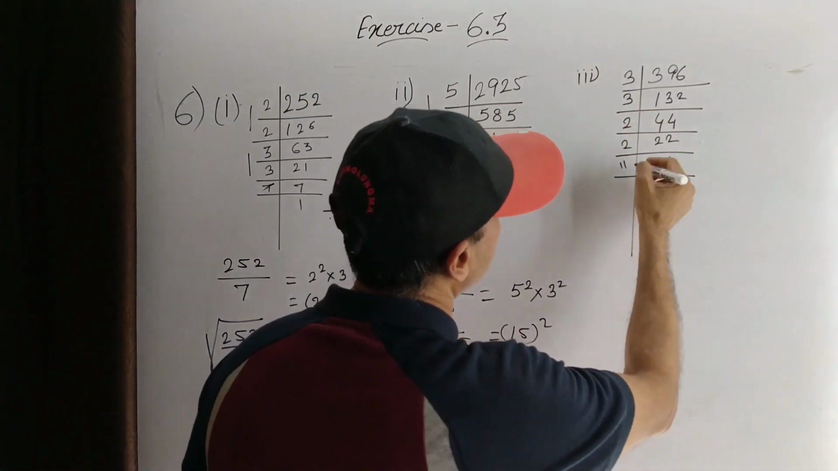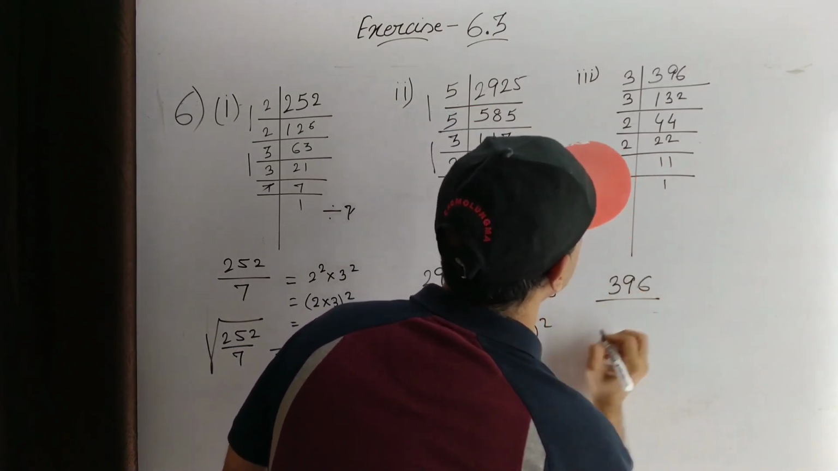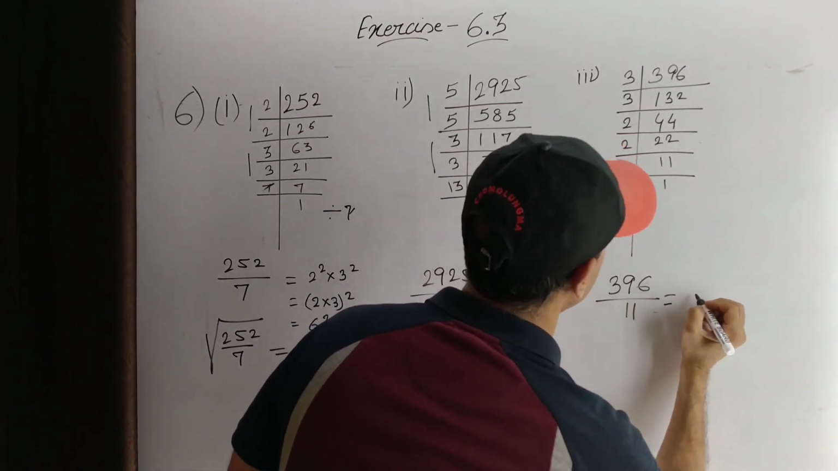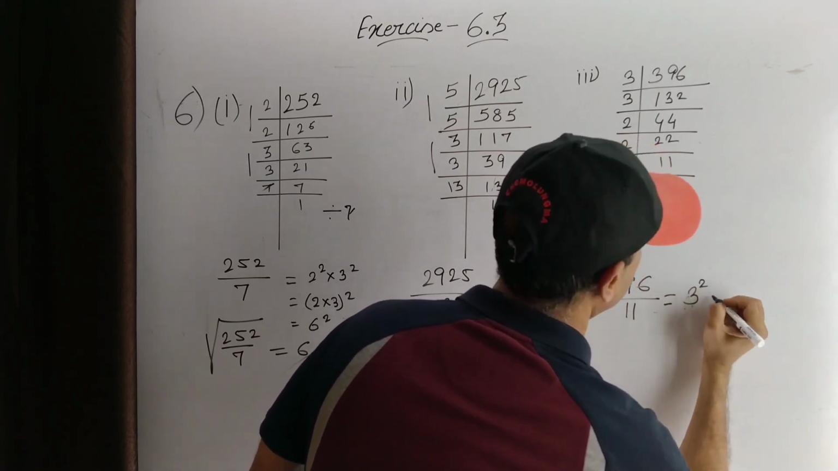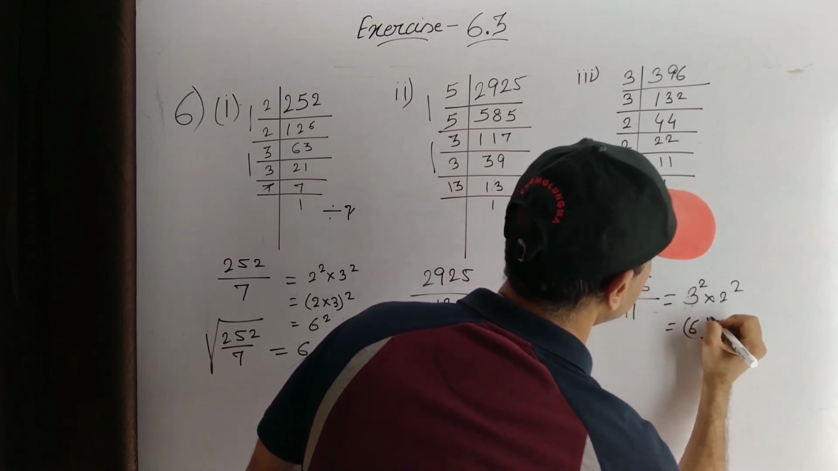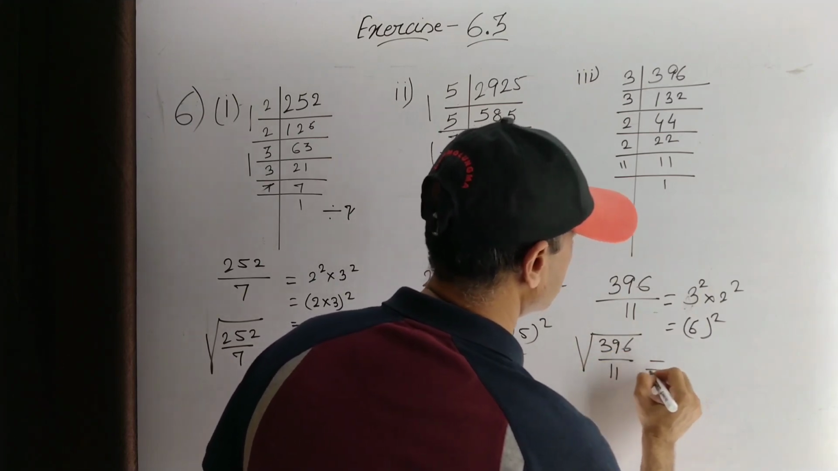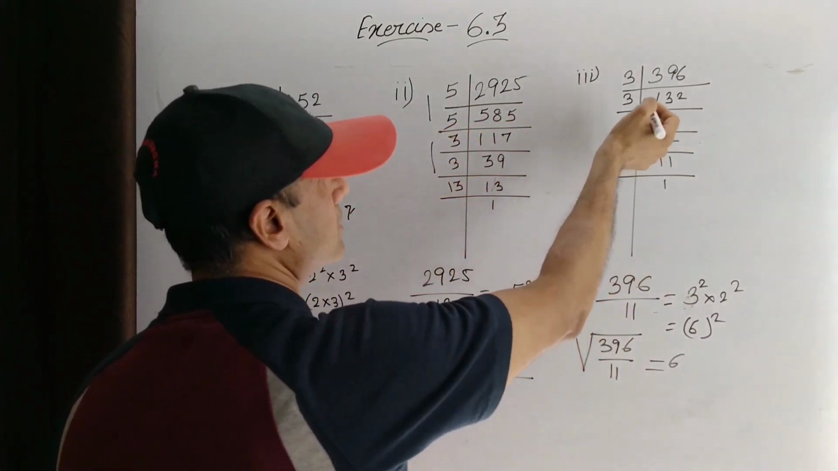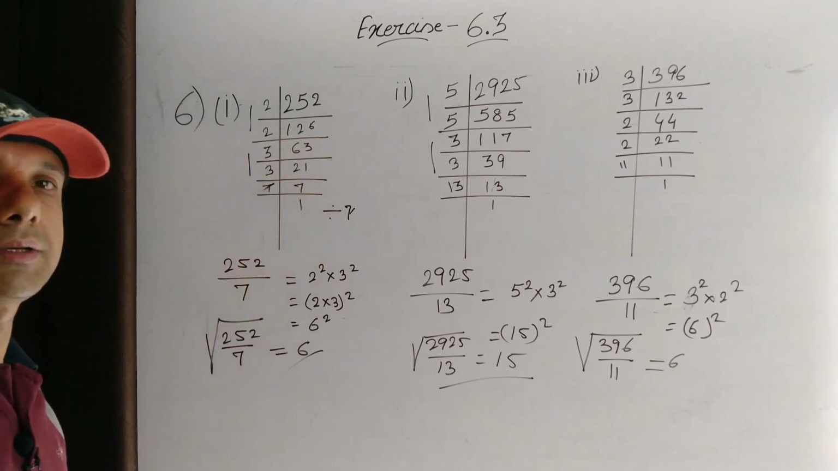In this one we are left with 11, which is not in pair. So we'll divide 396 by 11 so as to get a perfect square, and this we can write as 3 square into 2 square, which is equal to 3 into 2, that is 6 whole square, and the square root of this number, 396 by 11, is equal to 6. So 11 is the number which, when we divide 396, we get a perfect square. Clear?